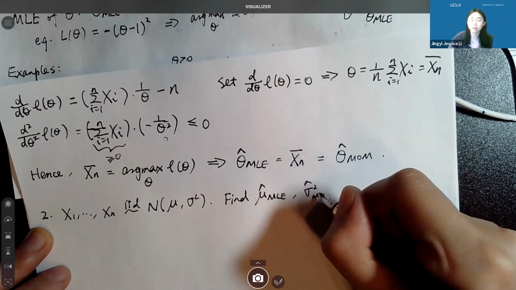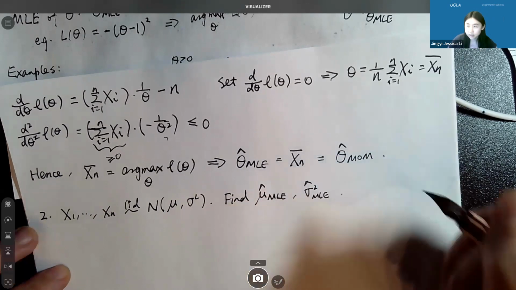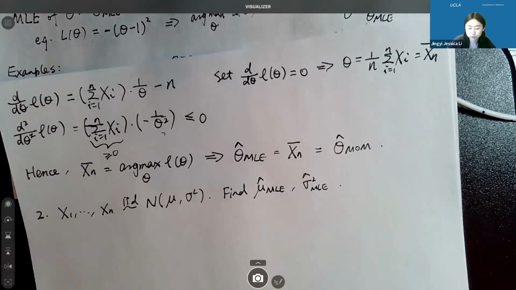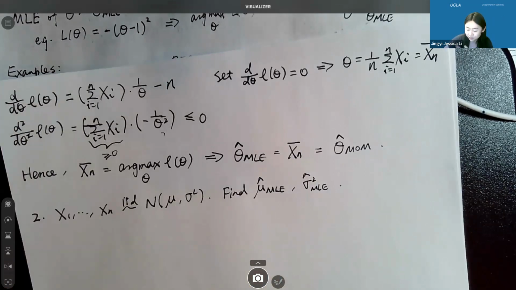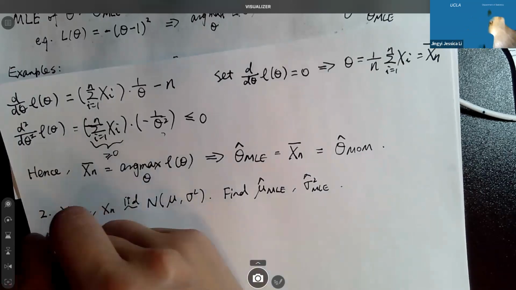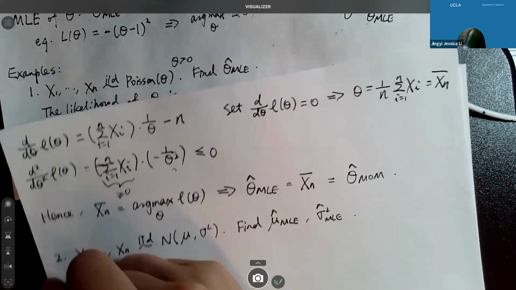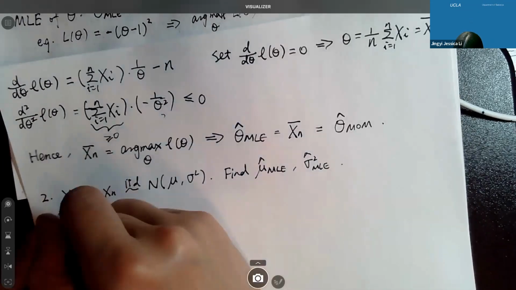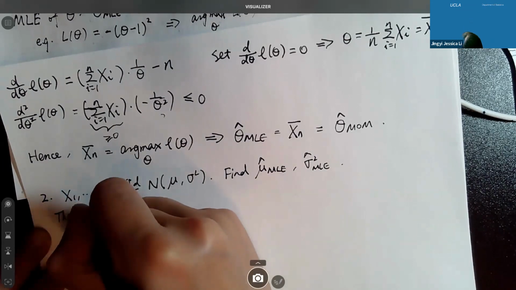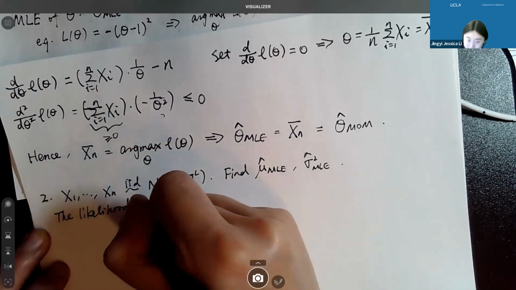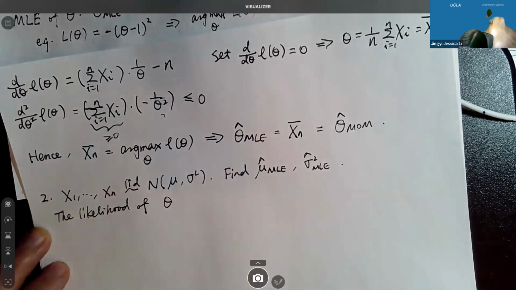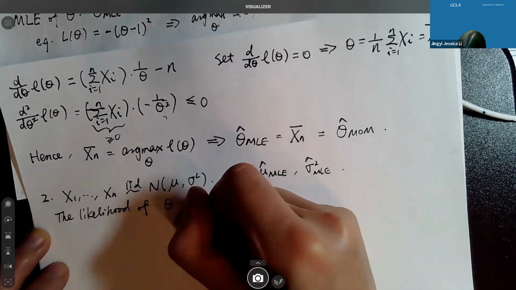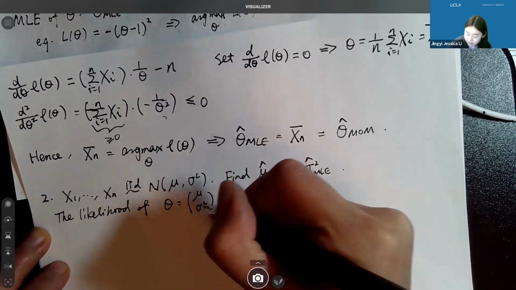How do we find those? Here the likelihood will be about two parameters. If we still denote the parameter by theta, here theta will be two-dimensional. So to find this, we are going to write the likelihood of theta, which is just two parameters, mu and sigma squared. It's a vector.